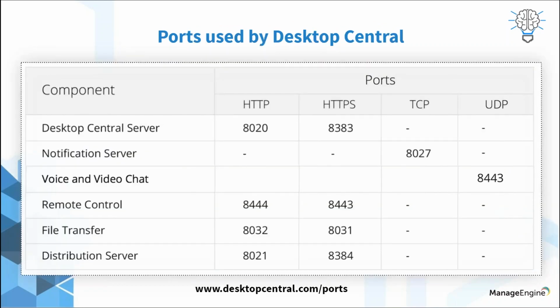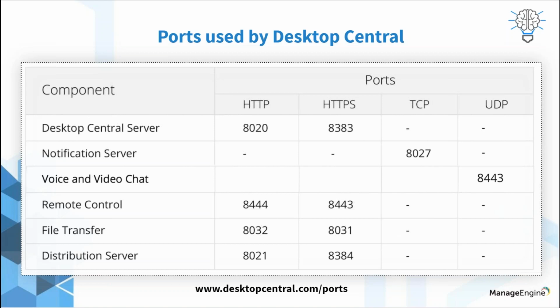So the ports used by Desktop Central. Desktop Central runs primarily on 2 ports, which are 8383, which is the HTTPS port, or 8020, which is HTTP. All the agents talk to the server using this port. There is another port, 8027, which is TCP. This is used by the notification server. This port is used for all on-demand activities like initiating patch scan, remote control, etc. We will talk about the uses of this particular port in the upcoming slides.